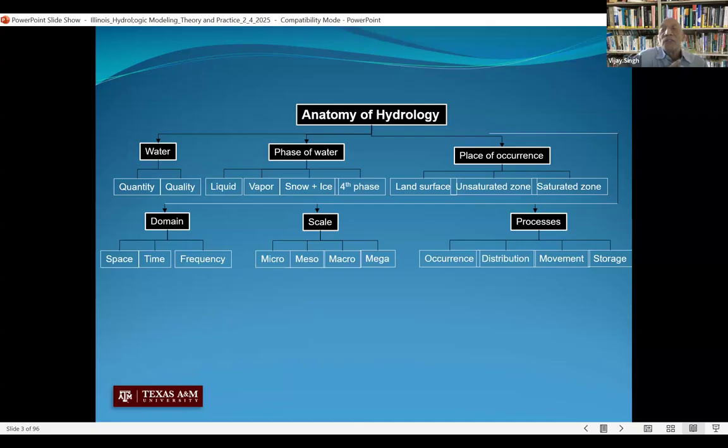And then the third component is where water occurs. Basically, it occurs only in three domains, either over the land surface or below the land surface in the unsaturated zone or in the saturated zone. And there are three domains within which this occurrence takes place. In other words, it occurs either in space or time and frequency. But also the occurrence takes place at different scales, ranging from micro to meso to macro to mega. And essentially, there are only four processes through which water occurs: the occurrence, distribution, movement, and storage.